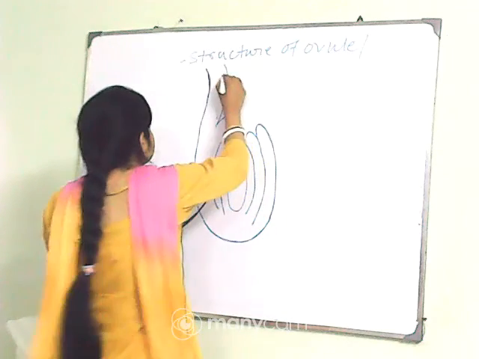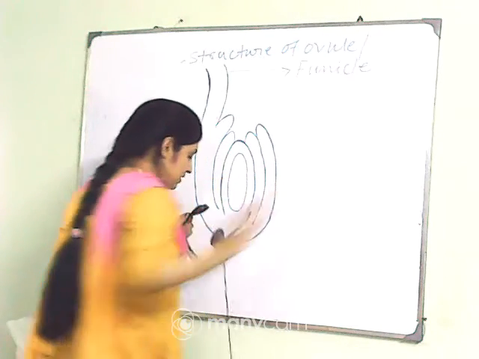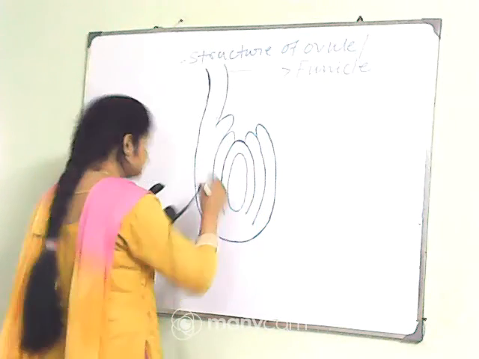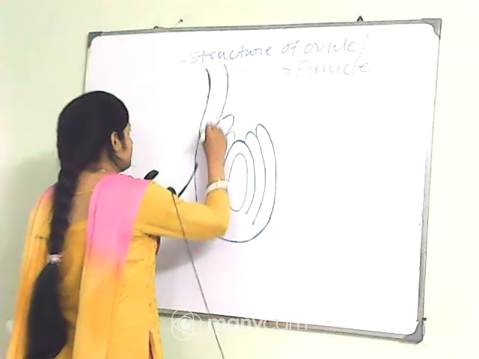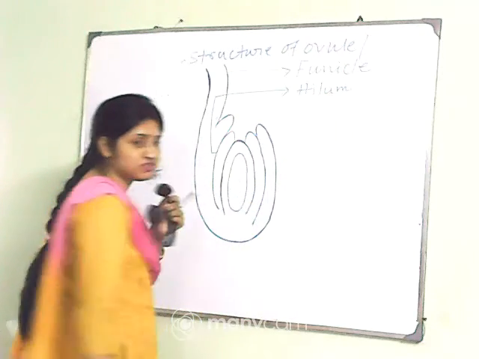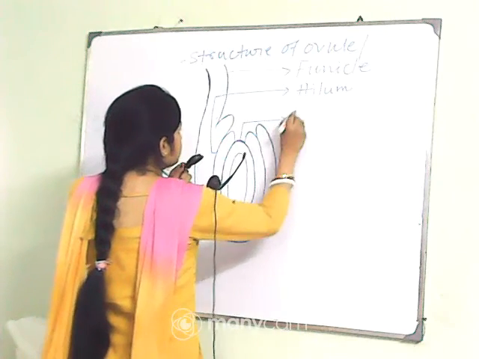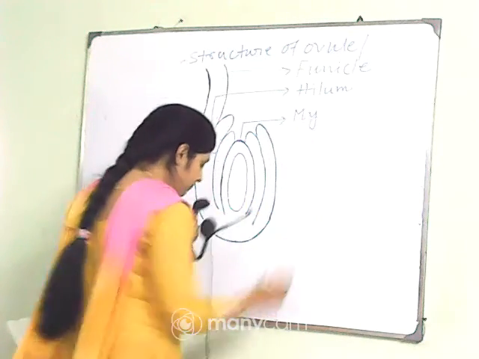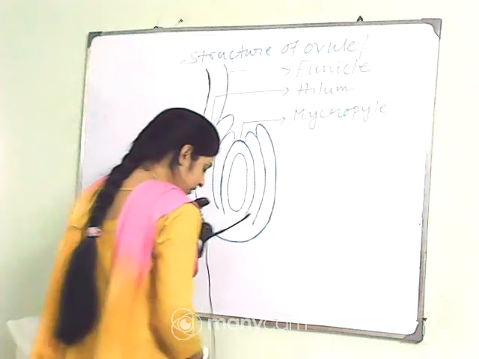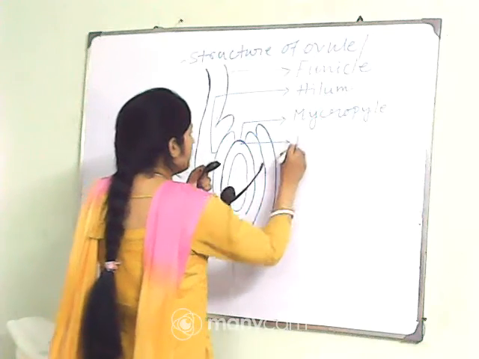So this part is known as the funicle, F-U-N-I-C-L-E. This part is known as the hilum. You can see this picture in your book also. This head part, the opening, is known as the micropyle. This is a very small pore, the micropyle. The next part is the micropylar pole.